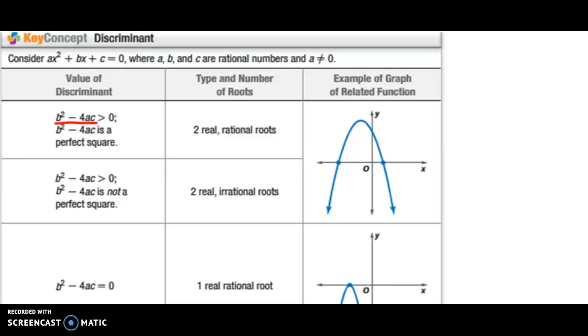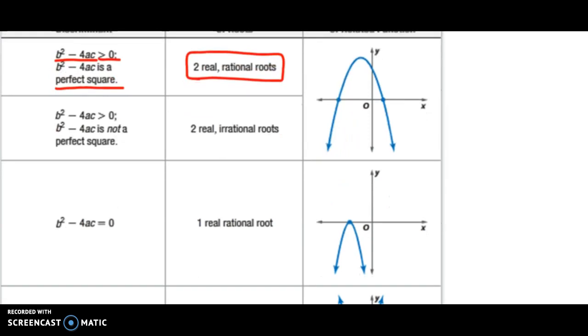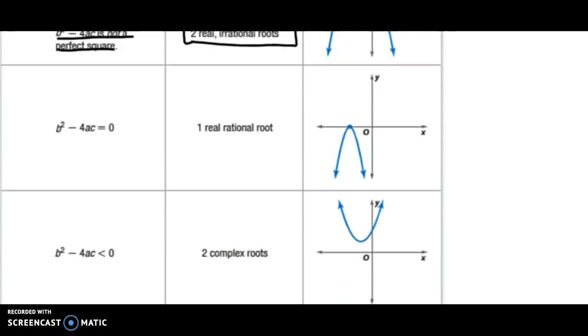If we get b squared minus 4ac, and it's some number that's greater than 0, meaning it's positive, and it's a perfect square, some examples of perfect squares would be like 81, or 121, or 256, those give us two rational roots, meaning they're going to be whole numbers. When we get our discriminant to be greater than 0, meaning it's positive, but it's not a perfect square, like 15 or 41, then I'm going to get two roots, but they're going to be irrational, meaning they're going to be decimals.